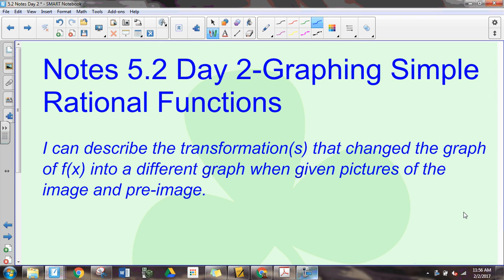All right, today's lesson is going to be on describing transformations that change a graph into a different graph, and those are called the pre-image and the image. Or you will be given an equation, and you will have to describe the transformations that moved the graph as well.